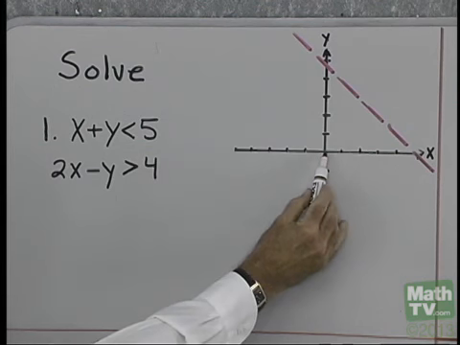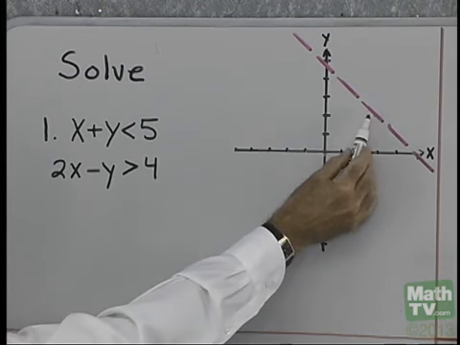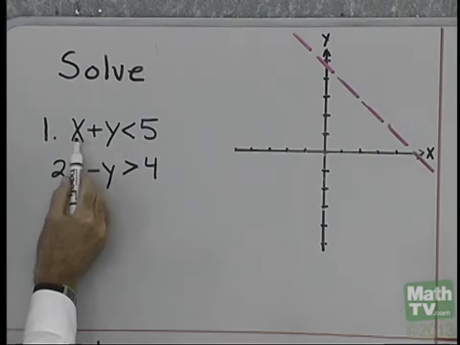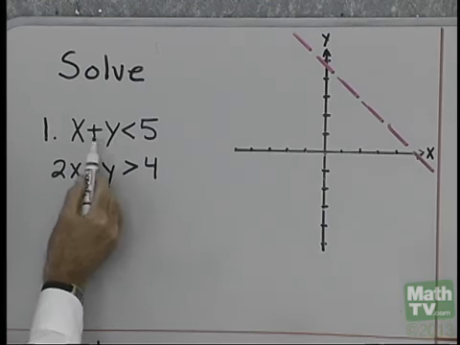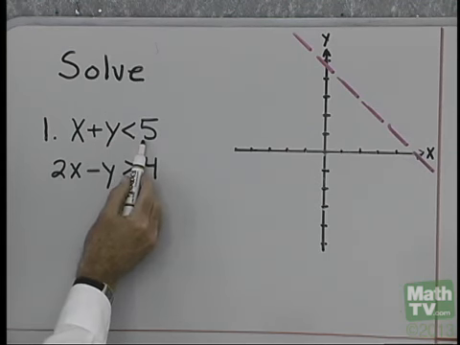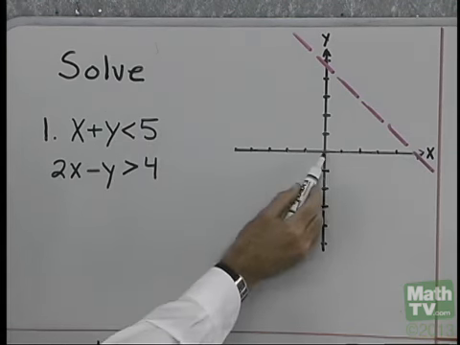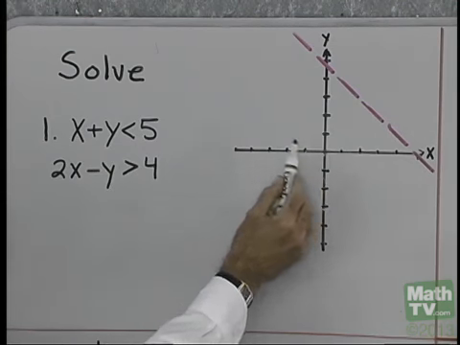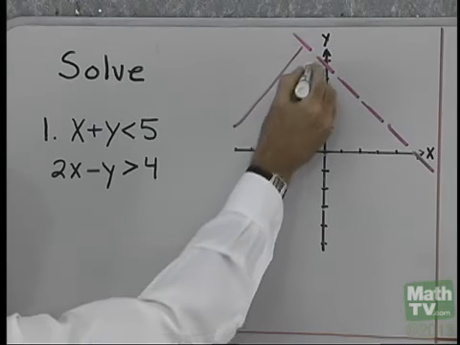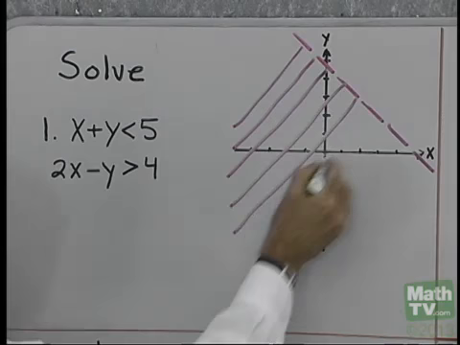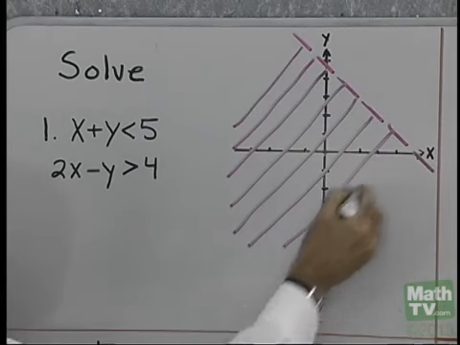Now I see that the origin is away from the boundary, so I'll test the origin (0, 0) in my original inequality. x equals 0, y equals 0, then 0 plus 0 is 0, which is less than 5. That's a true statement. So I know that my test point, the origin, lies on the solution set side of the boundary. So I know that that inequality is all the ordered pairs below the boundary line and looks like this.